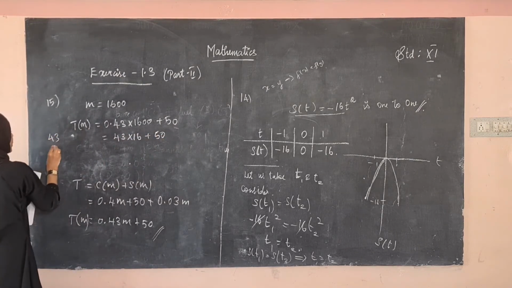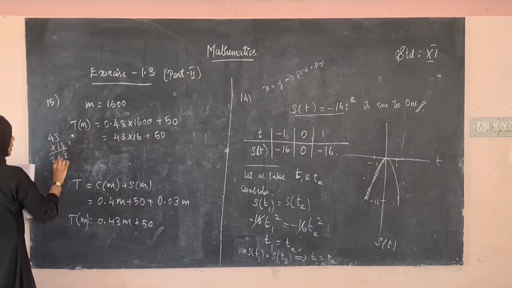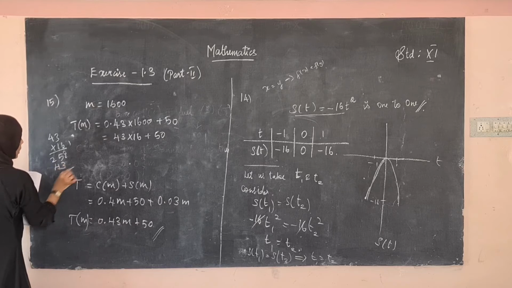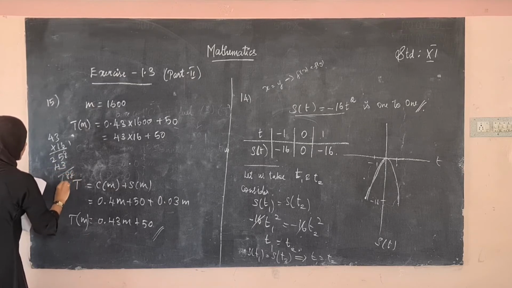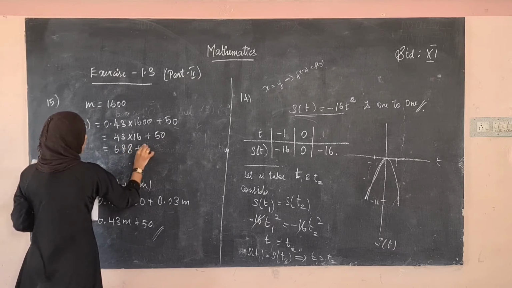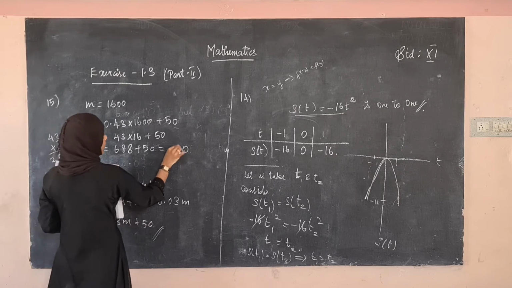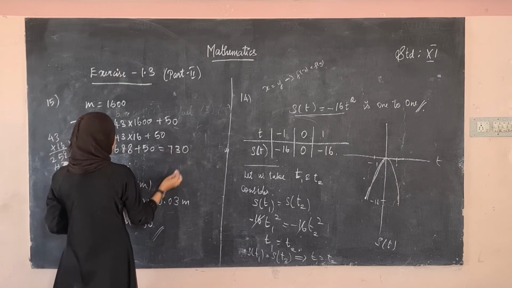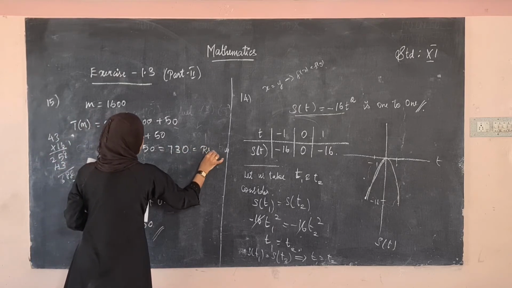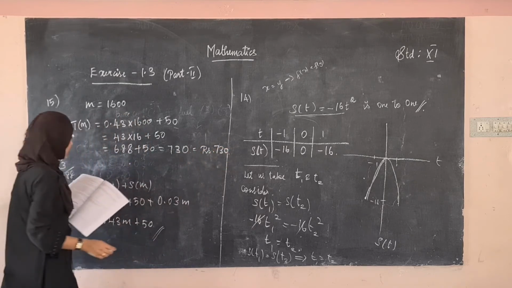What is 43 into 16? 6 times 3 is 18, 8 balance 1, 6 times 4 is 24, 25, and then here it is 43. So 688 plus 50, which is equal to 8 plus 0 is 8, 8 plus 5 is 13, 3 balance 1, 738. They are given in rupees, right? Therefore, the total cost is equal to rupees 738.